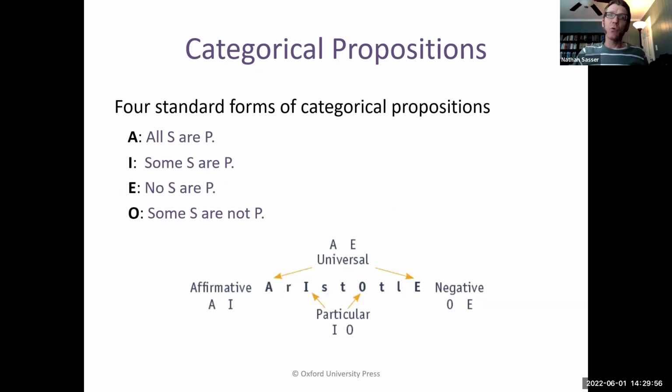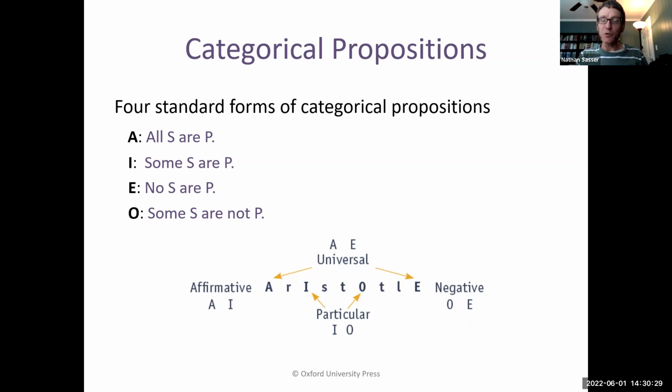So there are 4 standard forms of categorical propositions, and logicians symbolize or abbreviate them as the A form, the I form, the E form, and the O form. An A-type categorical proposition is one that says all S are P. The I type says some S are P. The E says no S are P. And the O type says that some S are not P.